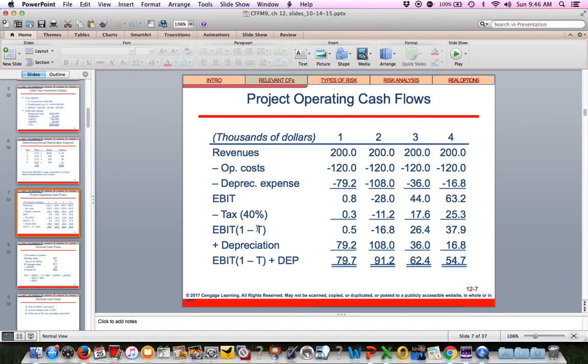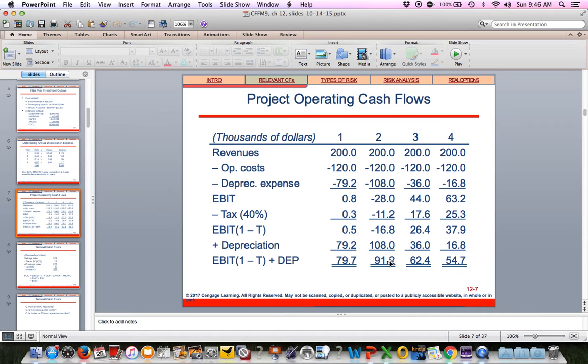So my EBIT after tax, let me say it that way. EBIT after tax, you can see those numbers here. I add back depreciation because the thing about depreciation, it's a non-cash number. So I add that back, and so I get a cash flow then of 79, 91, 62, and 54.